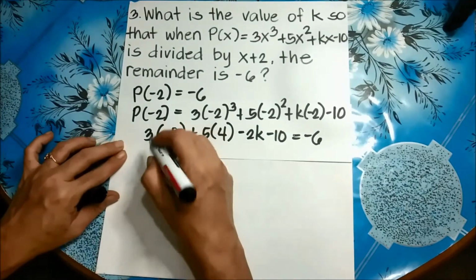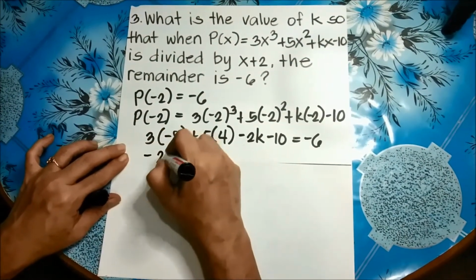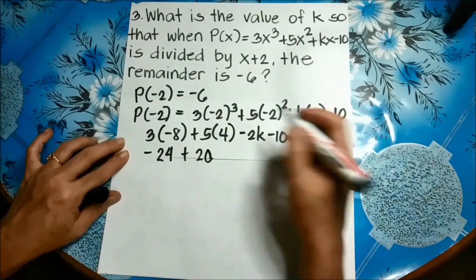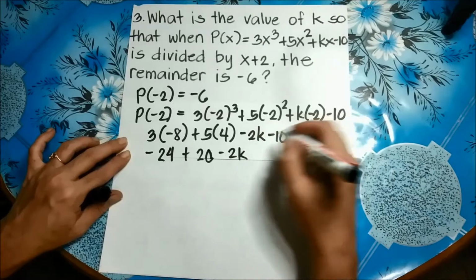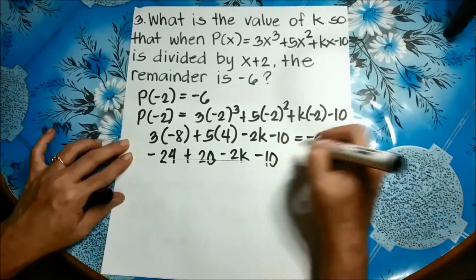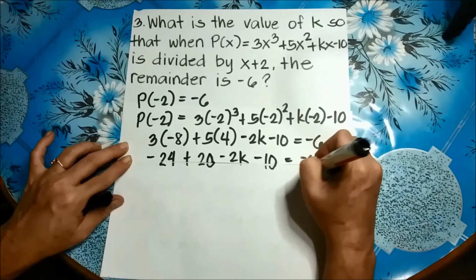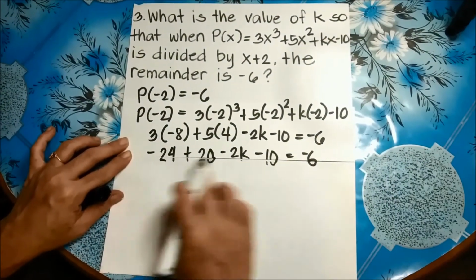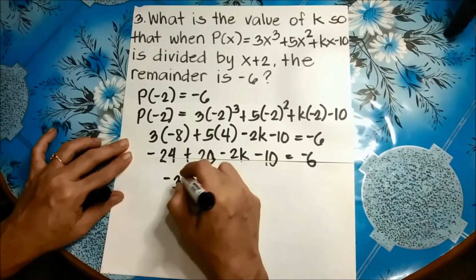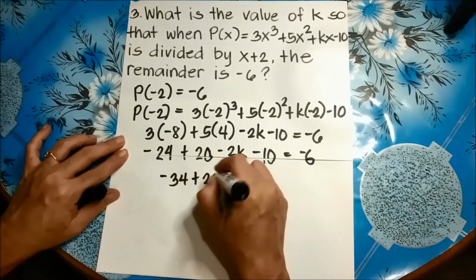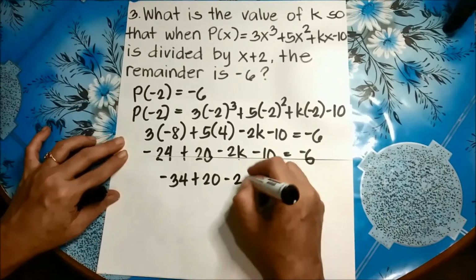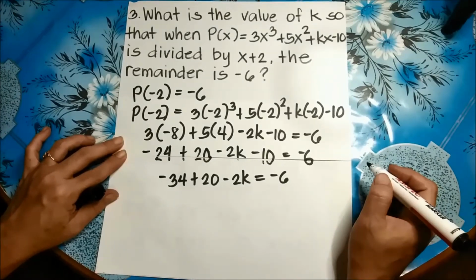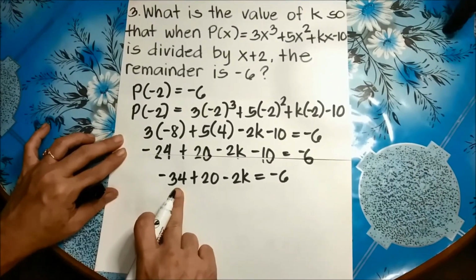So, solving for it, we have negative 24 plus 20 minus 2k minus 10 equals negative 6. So, combining like terms, we have negative 24 minus 10, that is negative 34, plus 20 minus 2k equals negative 6. So, this is negative 14.